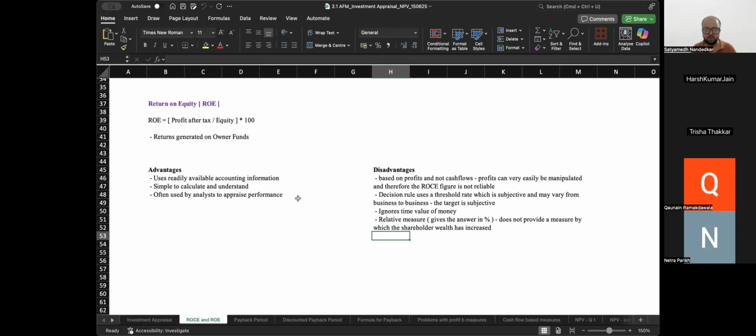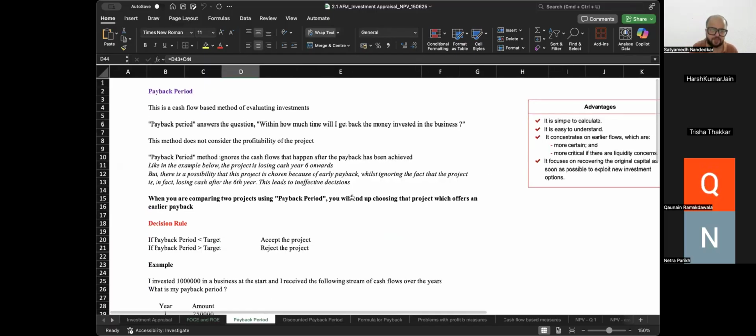Again, it's a relative measure, not an absolute measure. And one of the biggest challenges with both these methods is that they use profits and not cash flows. When you go for cash flows, that is a more tangible, more real number, whereas profit could be a heavily manipulated number, which is why it is slightly less reliable as compared to other methods.